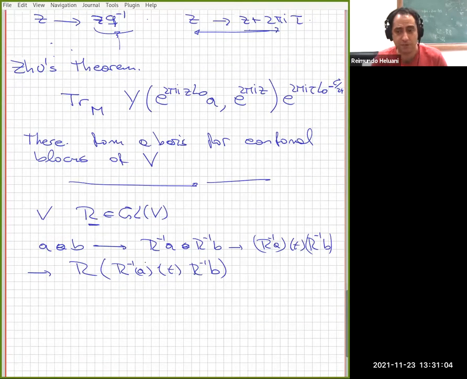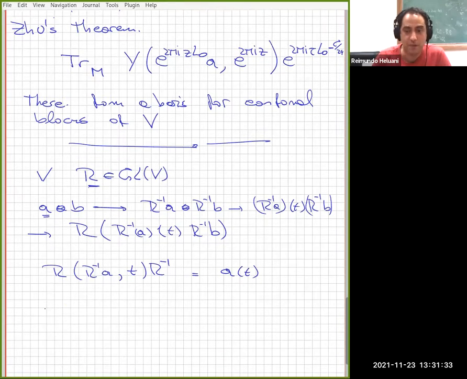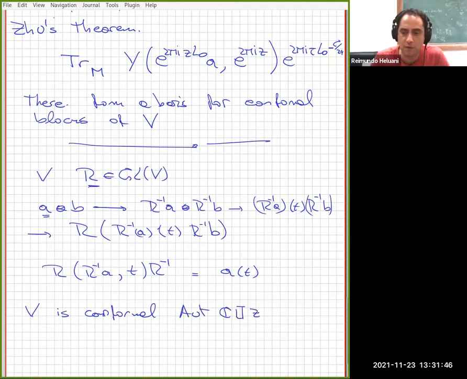So this is a new vertex algebra structure. The vertex operator is very nasty here. So the vertex operator associated to A looks like R of R inverse of A of T R inverse. So this is the vertex operator A of T for this new vertex algebra structure on V. Of course, it's isomorphic. We're using R as an isomorphism of vertex algebras. It just turns out that when the vertex algebra V is conformal, then the whole group of automorphisms, so changes of coordinates of the ring of power series in one variable, acts on V. And the very explicit automorphism that is appearing here gives rise to an R that is very nice.